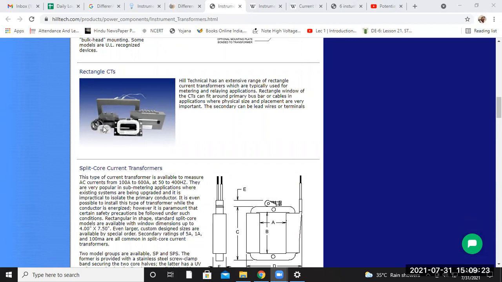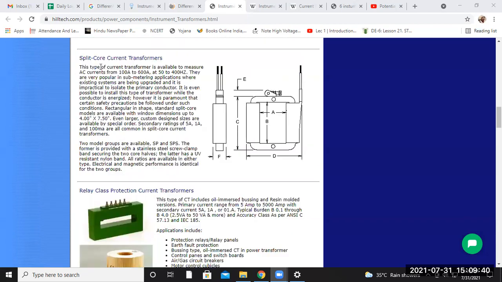The secondary of the transformer has leads and wires. The window of the current transformer is fitted around the primary bus bar or cables in applications where physical size and placement are very important. That is why these rectangular current transformers are mainly utilized there. Okay. Then there is the split core current transformer.